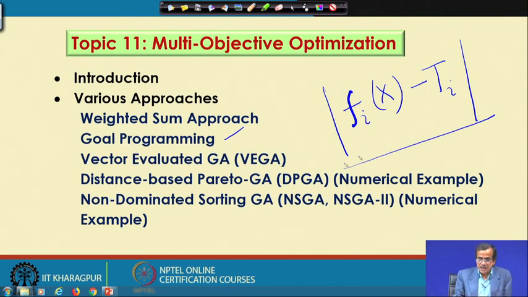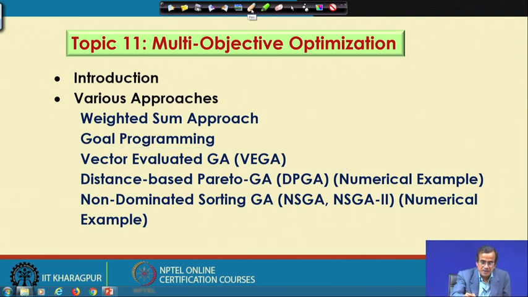That means, for each of these particular objective functions we will have to set the goal, and once you have set the goal, now you can carry out this type of goal programming problem, and you can find out the solution for this type of multi-objective optimization problem. Now, this is how to use goal programming.